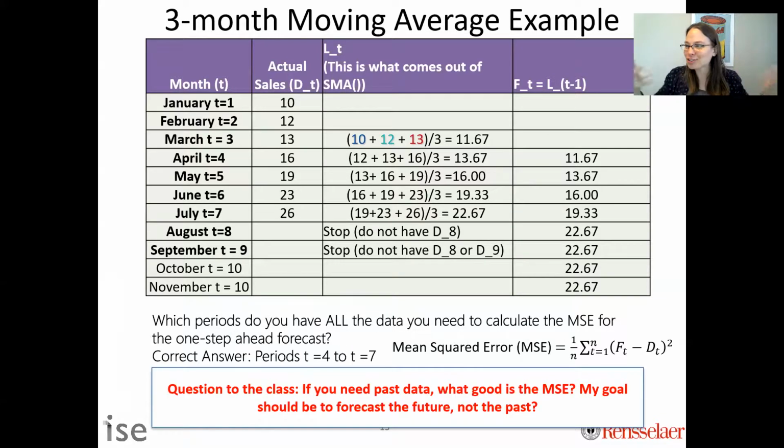All right, so then my question, hopefully you're being kind of a critic, is, okay, great. I just did 4 to 7, and guess what? 4 to 7 already happened. That's in the past. So you could be like, okay, great, why the heck are we forecasting something in the past? Why the heck are we calculating something in the past? Isn't my goal to forecast the future?